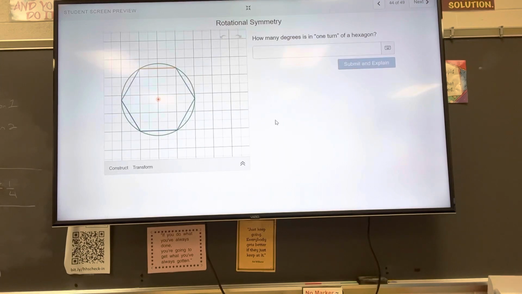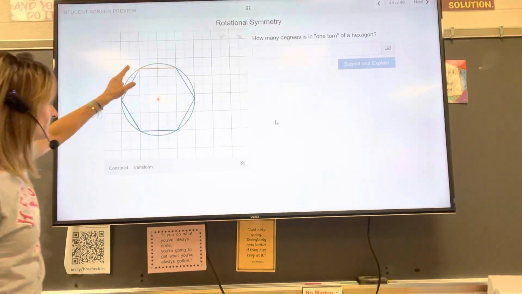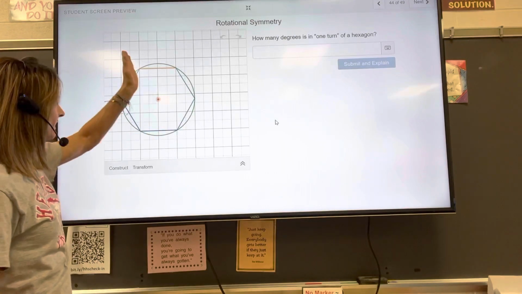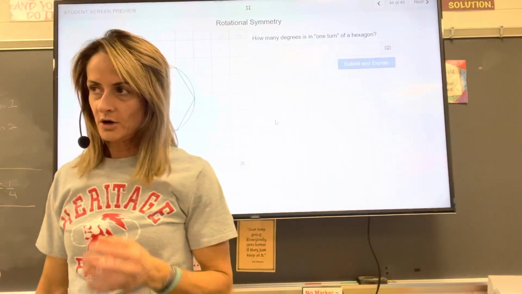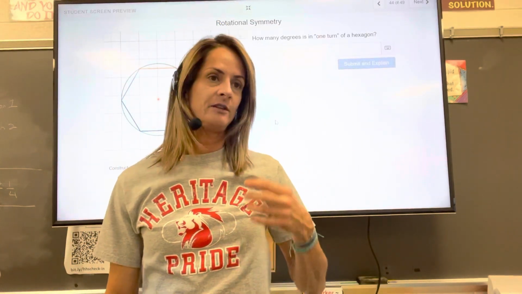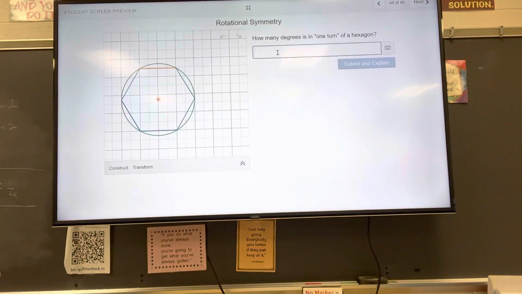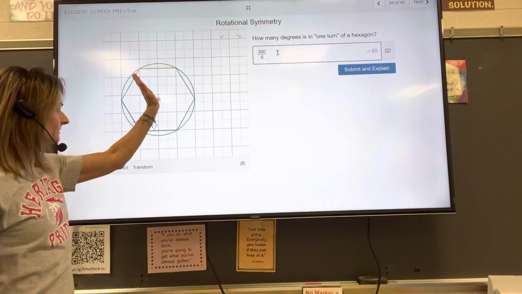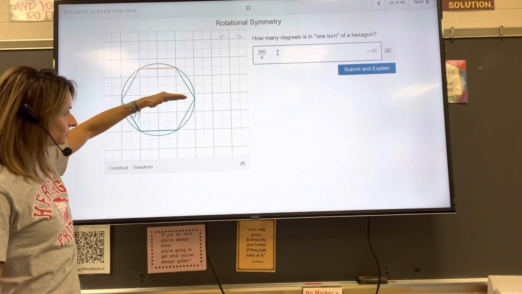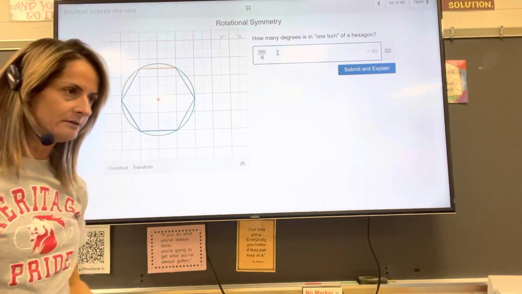How many degrees is in 1 turn of a hexagon? Now this is a regular hexagon, okay? So each of these vertices are exactly the same distance away from each other. So if I go from this vertex to this one, how many degrees is that? Well, this is a hexagon and there are 6 vertices. So that means if I take 360 and divide by 6, I'll get the number of degrees. So we can do that on the calculator here. 360 divided by 6, and it gives us 60 degrees. So this hexagon has rotational symmetry at 60 degrees, 120 degrees, and 180, and that's called point symmetry at 180. And I'll show you that in just a second.